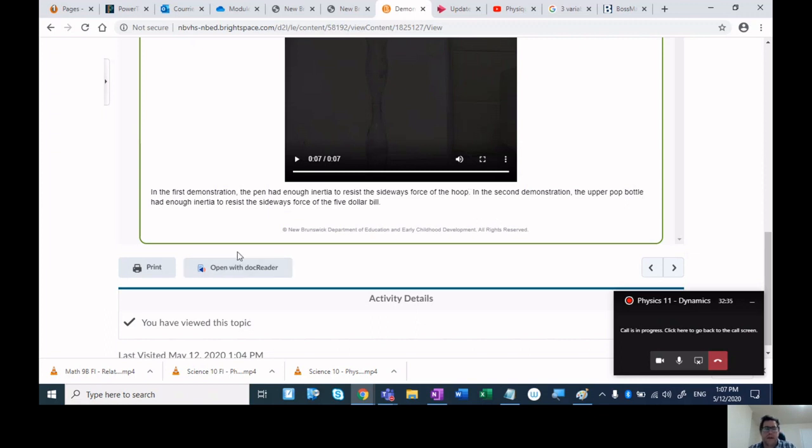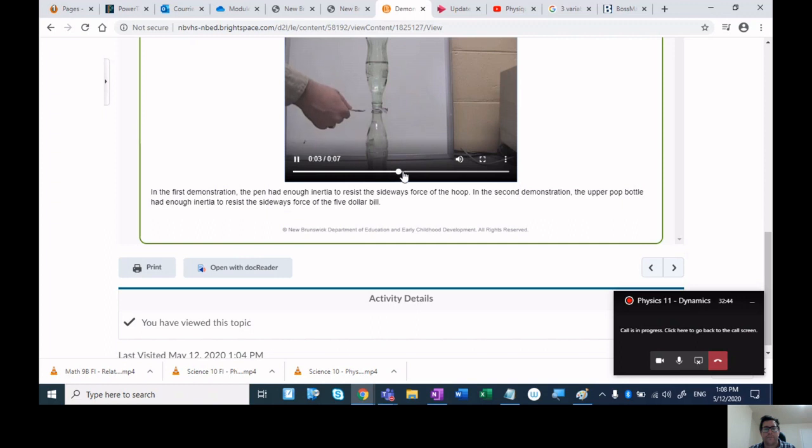In the second, the upper bottle had enough inertia to resist the sideways force of the $5 bill that was pulled under it, right? Why did the bottle not go with the bill? Because the bottle had inertia, not free will. Next.